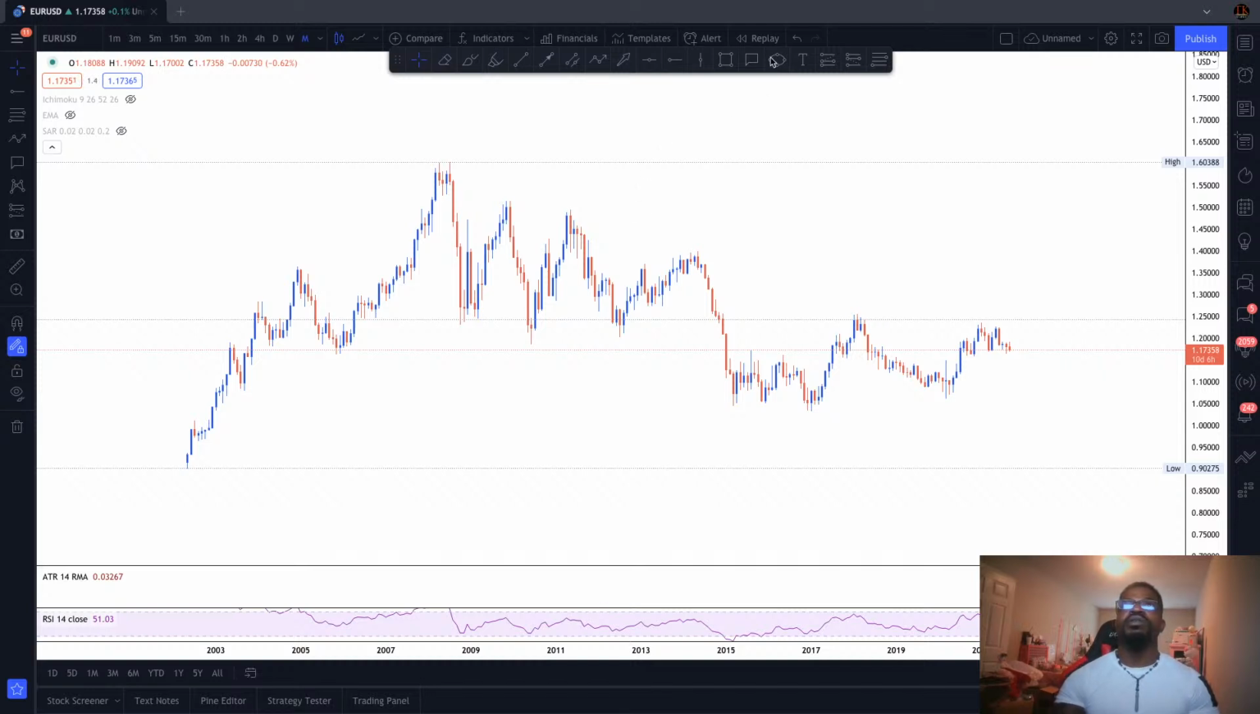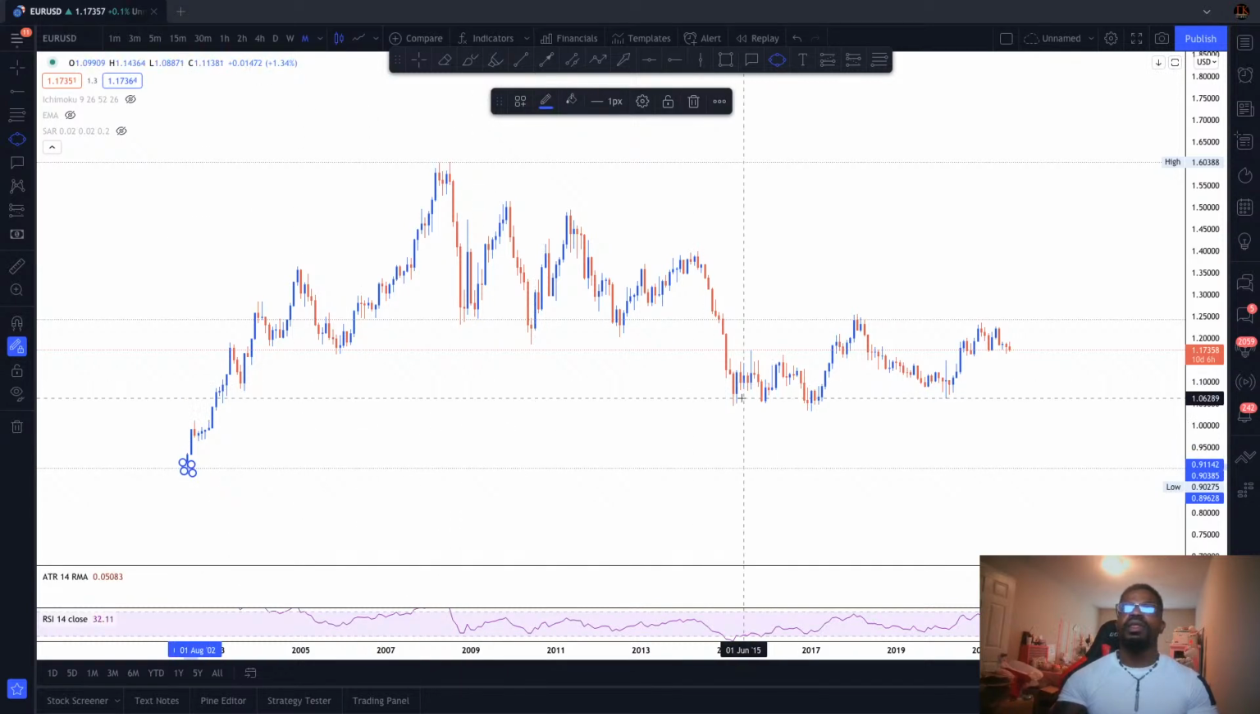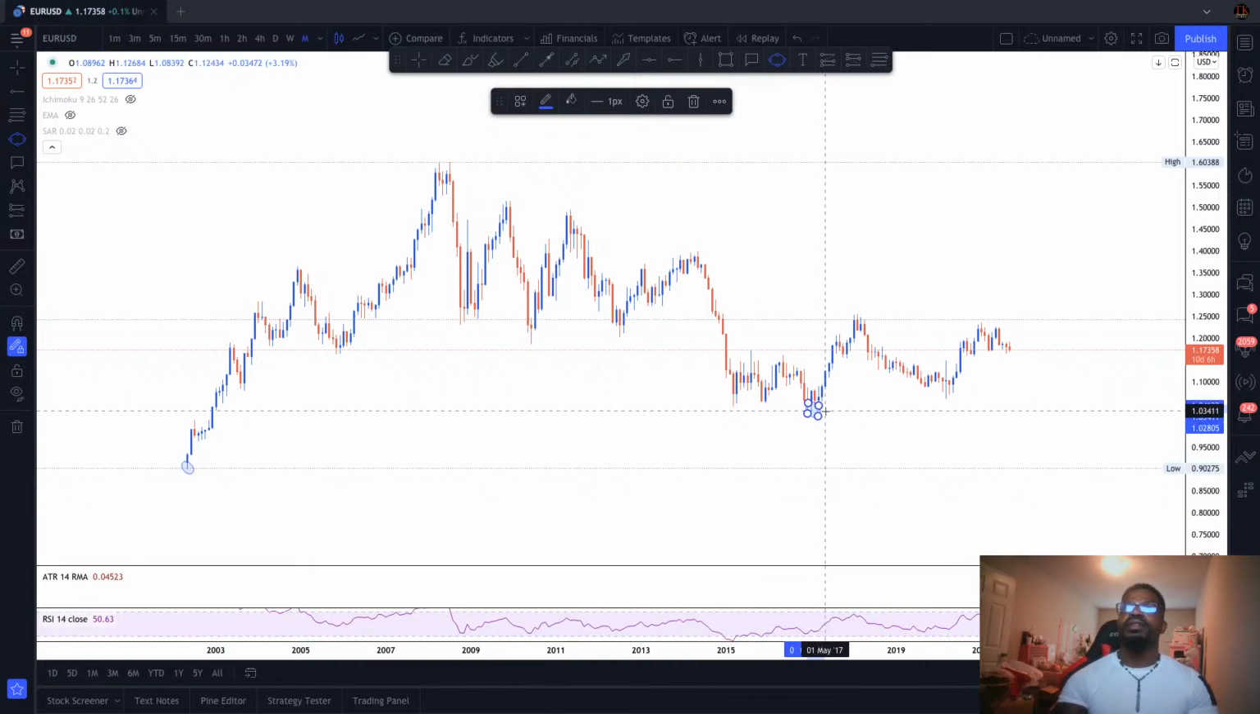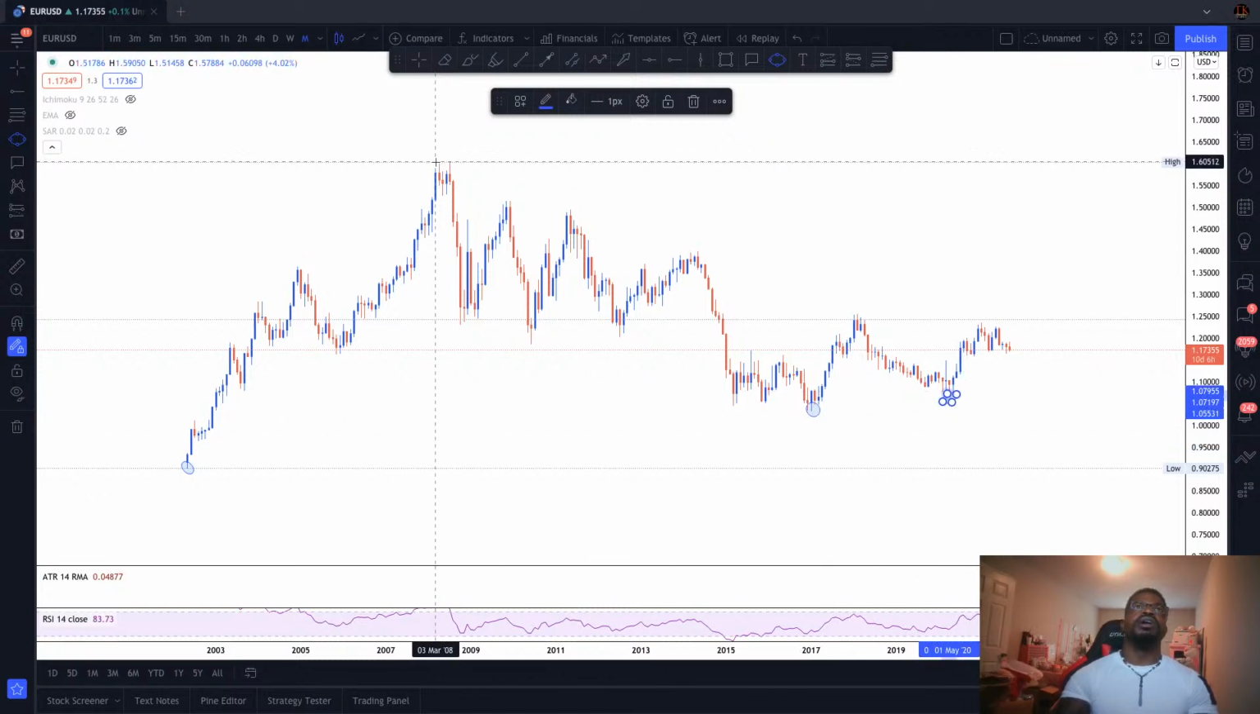So for starters, we'll just mark our lows and our highs. So for my monthly, these would be the key areas for the lows that I would look at. Alright, we're marking the highs now.